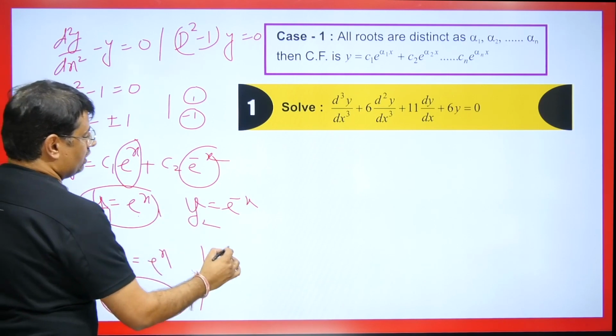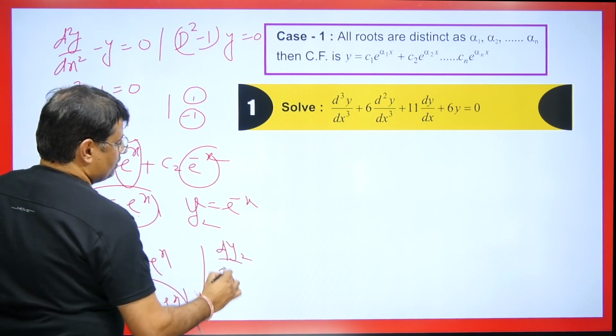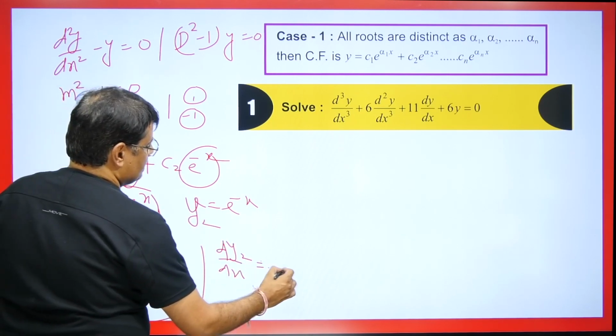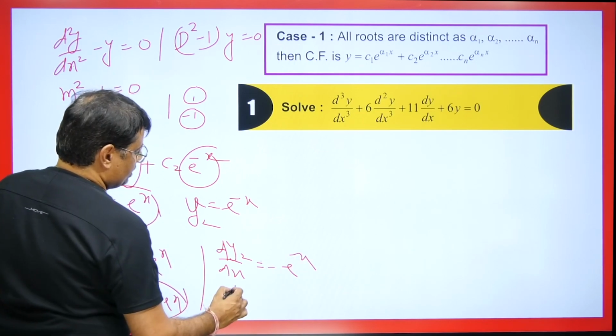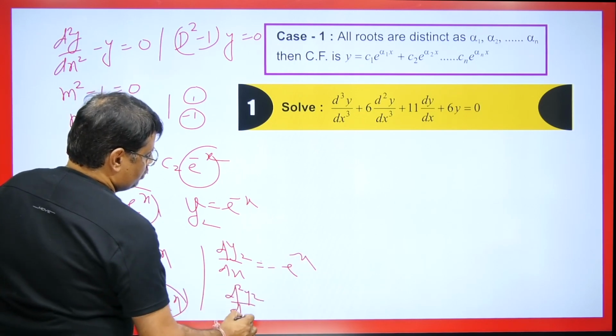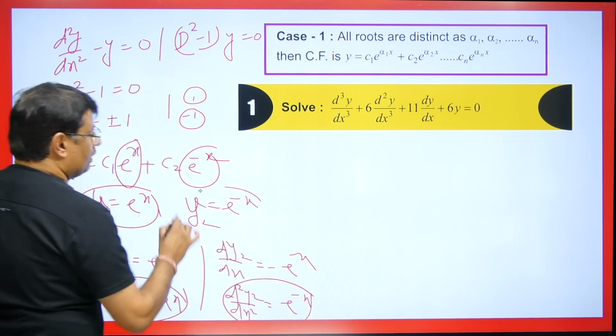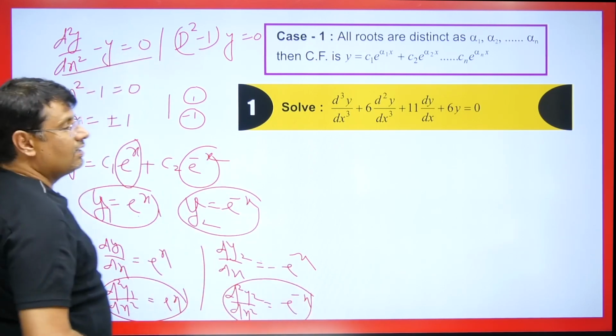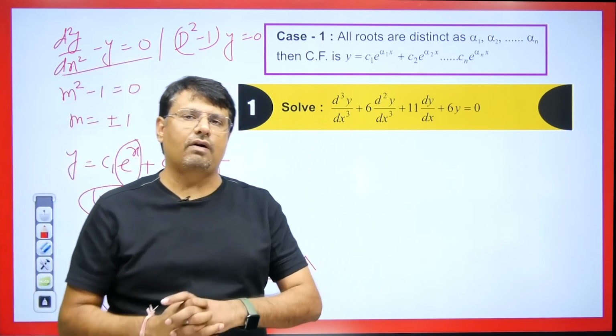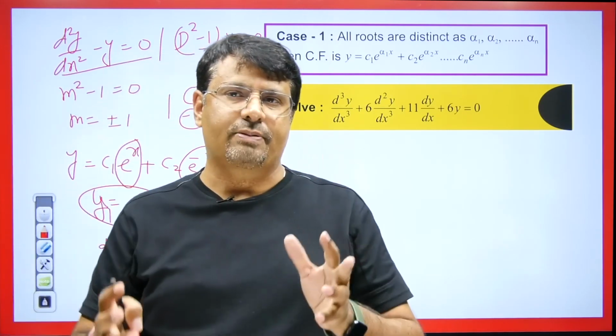Similarly, we will differentiate y2 once. Then we will get minus e to the power minus x. When we differentiate it once more, it will be d2y by dx square and minus will become plus. Now we put these two values here as well, and it will satisfy. Both functions e to the power x and e to the power minus x are satisfying it.